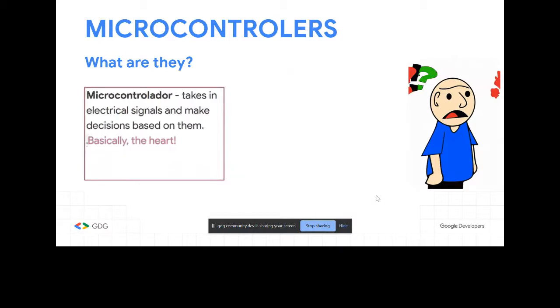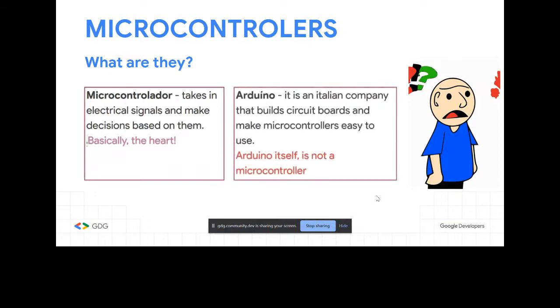So basically, a microcontroller is the heart of the thing because it's usually used in embedded systems for real-time control apps. In the EDP software, many people tend to compare, or I don't know, they think that microcontrollers are Arduinos, but that is not right. So what is an Arduino? An Arduino is an Italian company that builds circuit boards and makes microcontrollers easy to use.